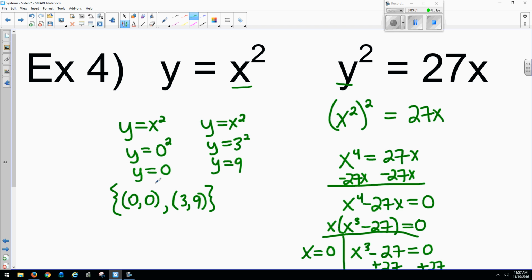Again, not a bad idea to check this out. And the way you would check it is to take each ordered pair and substitute into both equations. So I would take 0, 0, for example, substitute into the first equation, see if it checks out, substitute into the second equation, see if that checks out, and then do the same for the second ordered pair. All right, so we will talk about this more tomorrow.